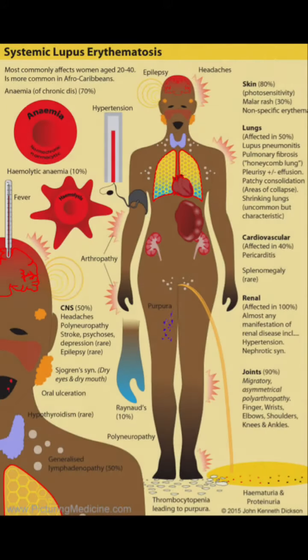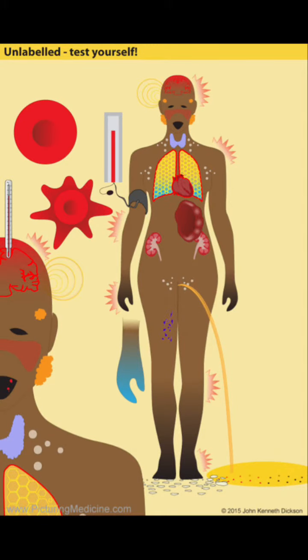So here we have a diagram summarising the features of SLE. As with all these diagrams, by removing the labels, the image becomes more memorable, and I would encourage you to use this unlabeled image to help you to learn and recall the information.